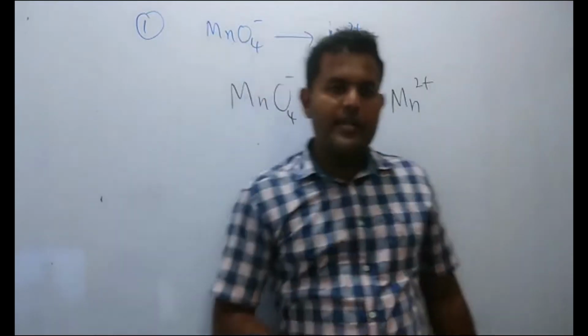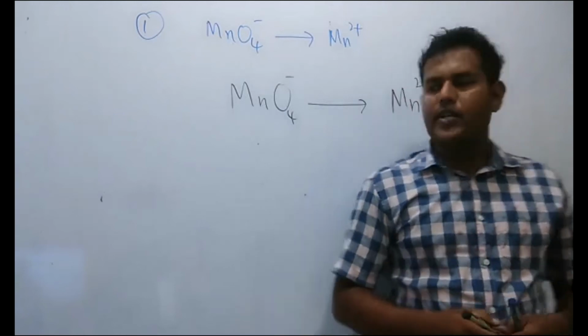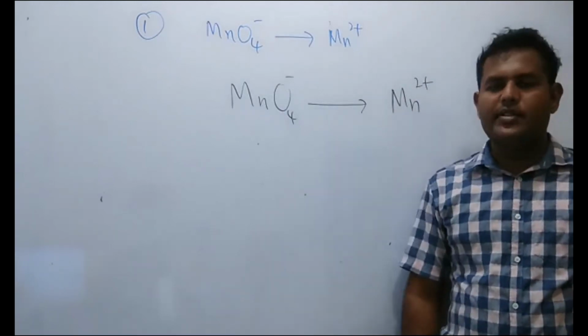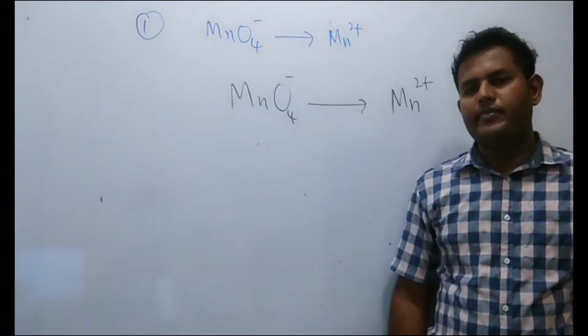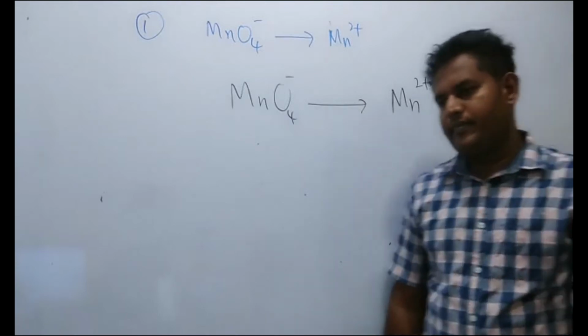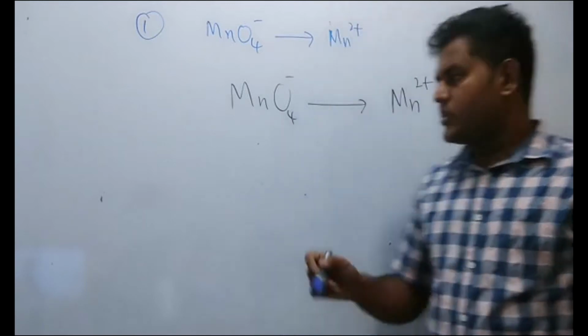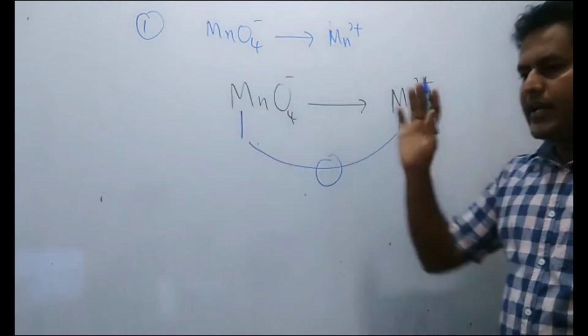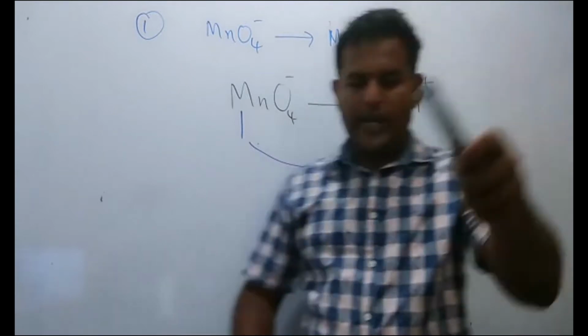You have to determine whether this is an oxidation or reduction before balancing? No, this could be oxidation or reduction, anything. We can balance it. Just follow the procedure we have written. Check the oxidation number of this manganese. Get the gap. Put the electrons. Just follow it.